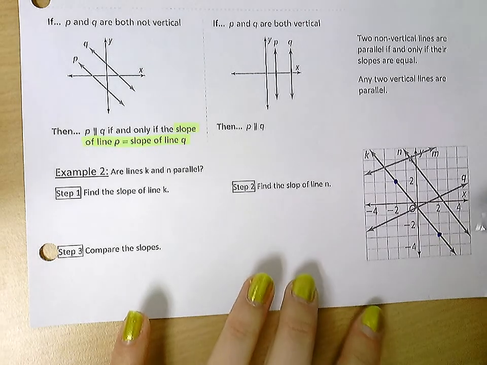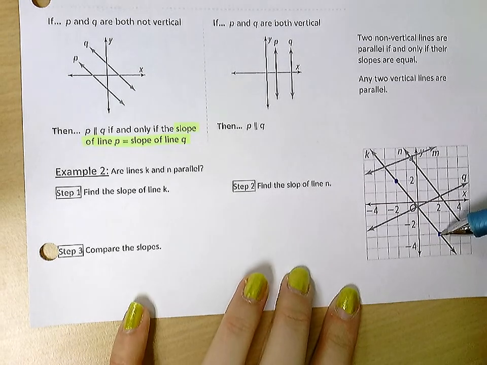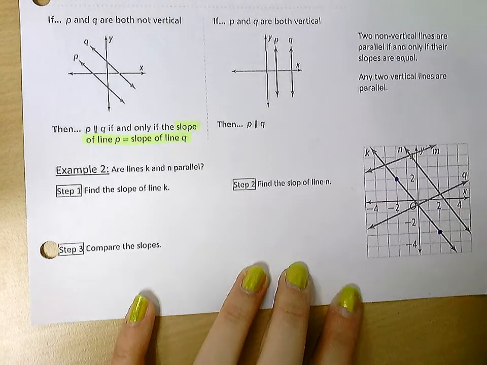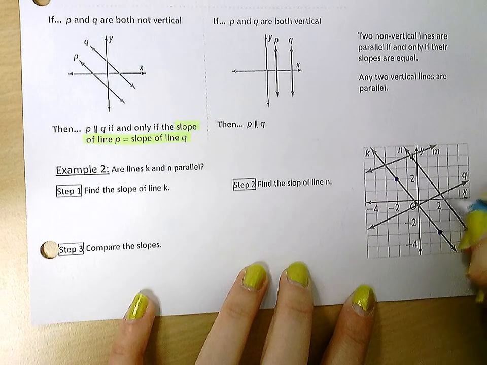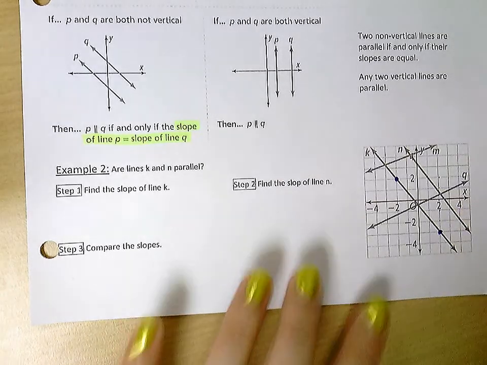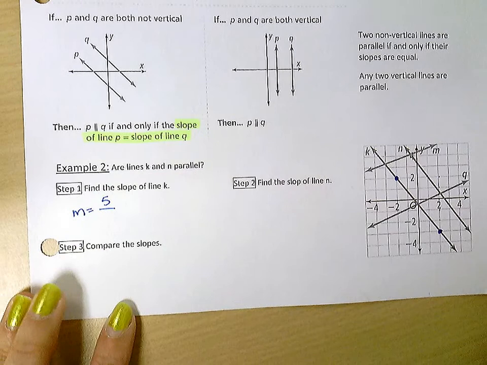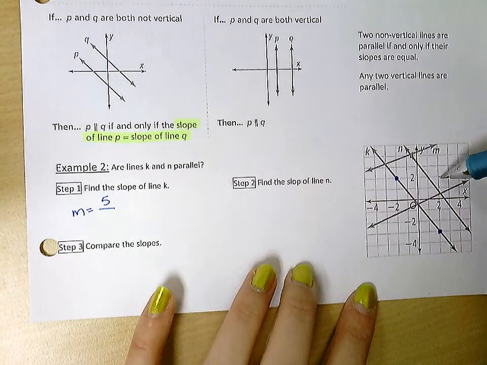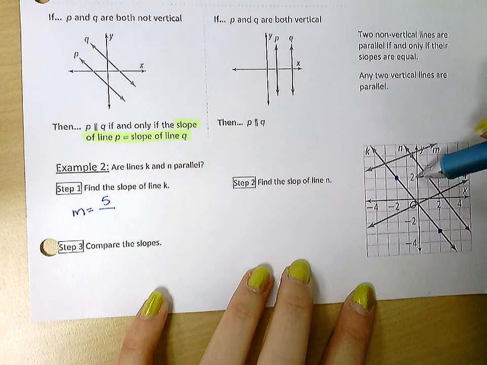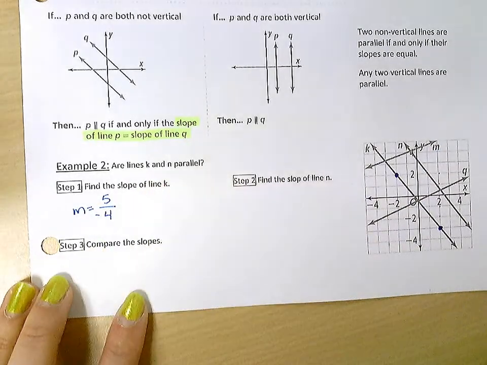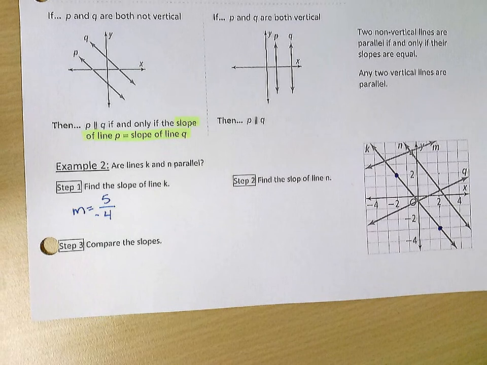Now to find that slope, we go from one of the points and count the rise, so how much it goes up. We're going up 1, 2, 3, 4, 5. So we're up 5. And then to the left, 1, 2, 3, 4. If we go left, that is negative. So the slope of line K is negative 5/4.